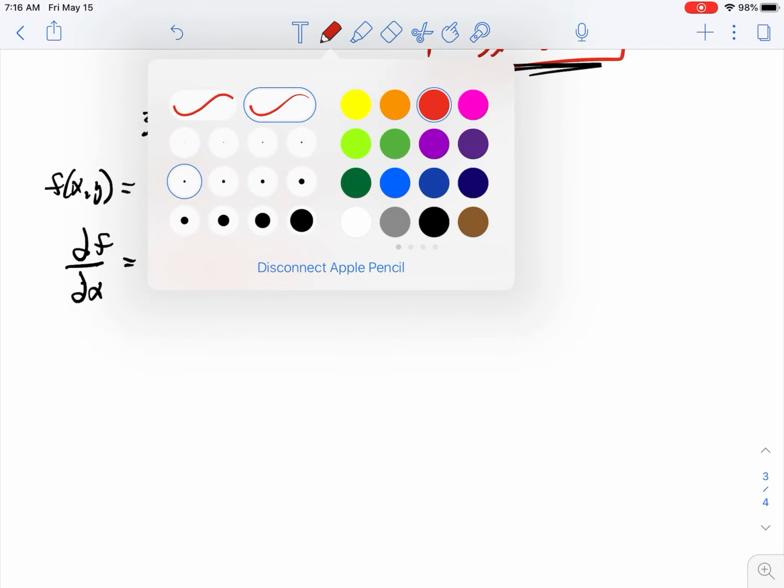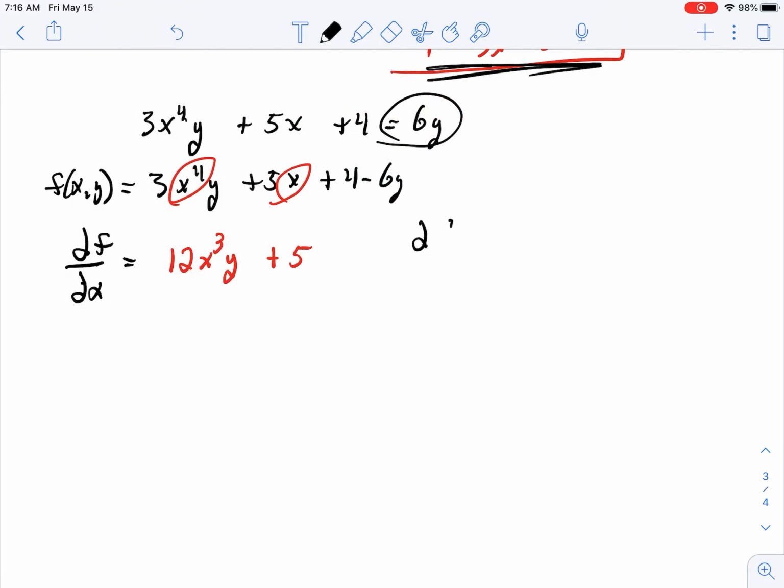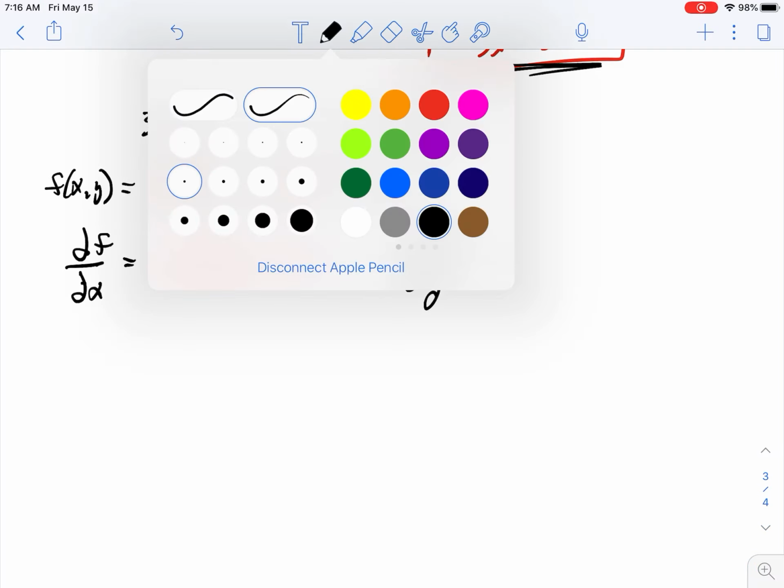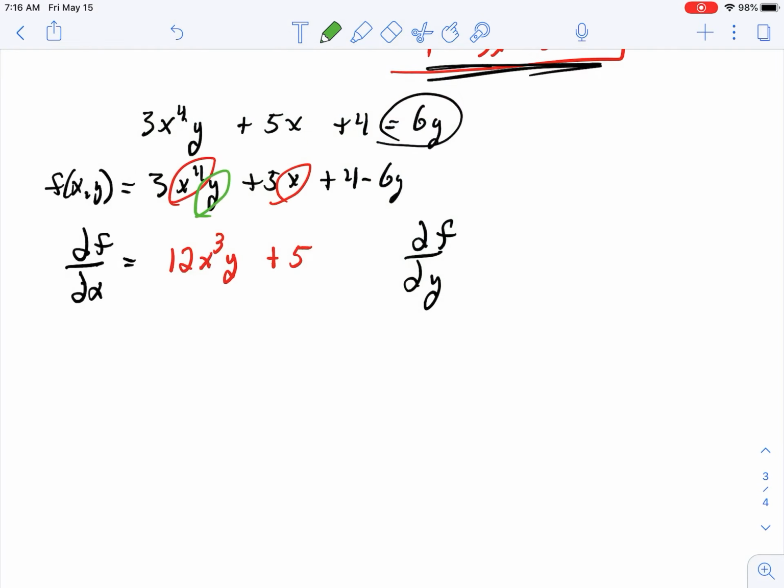Now let's do the partial derivative, df dy. Okay, so let's do green on that one. So now I'll just concentrate on my y values. So I would have 3x to the fourth. Yeah, the 5x and 4 would be 0, and minus 6.